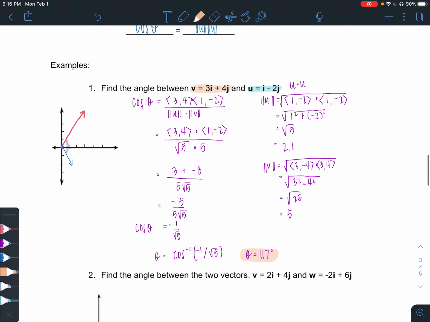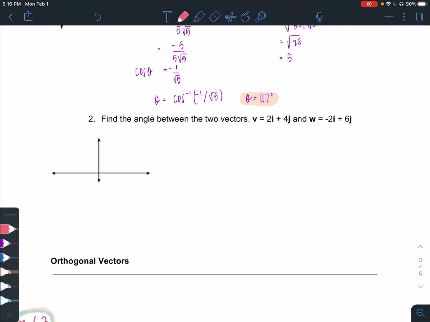That makes sense. It's greater than 90 by our picture. So there we go. Okay, go ahead, do this one.